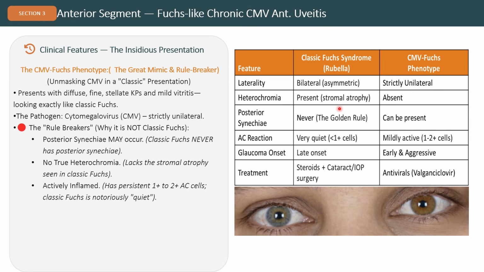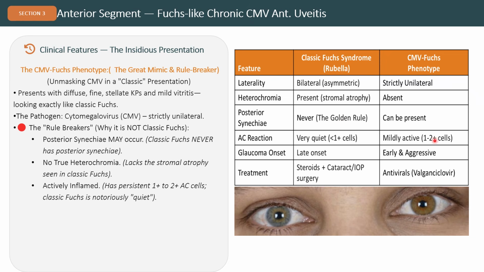As I said, the heterochromia is present in Fuchs uveitis syndrome, and in cytomegalovirus there is some iris atrophy, but there is no typical classical heterochromia. Another thing, the posterior synechia: there is no posterior synechia in the classical type. However, it is present in cytomegalovirus, and its absence doesn't rule out cytomegalovirus, but if you find it, this is a very strong sign against the classical Fuchs uveitis syndrome.